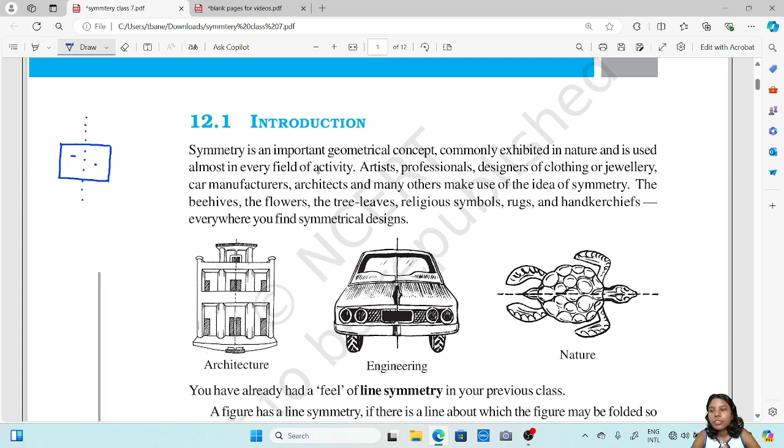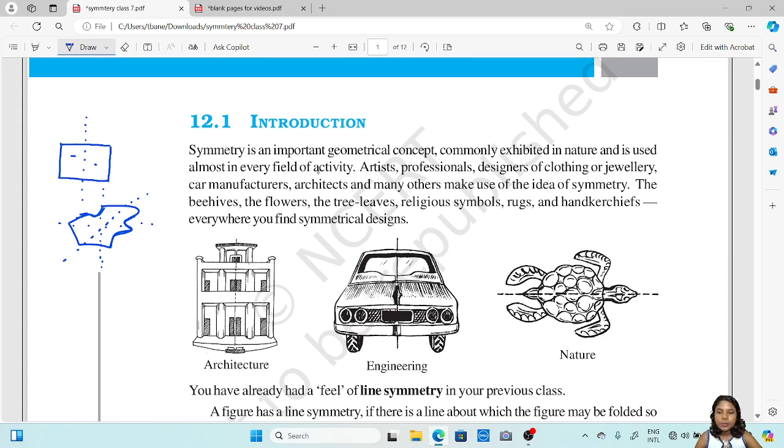Now say I draw any random shape. If I fold this in any direction, say vertically, horizontally, or even diagonally, I won't get the same half on the other side. This half and this half are completely different. So therefore this does not have symmetry. This is the basic idea of symmetry.